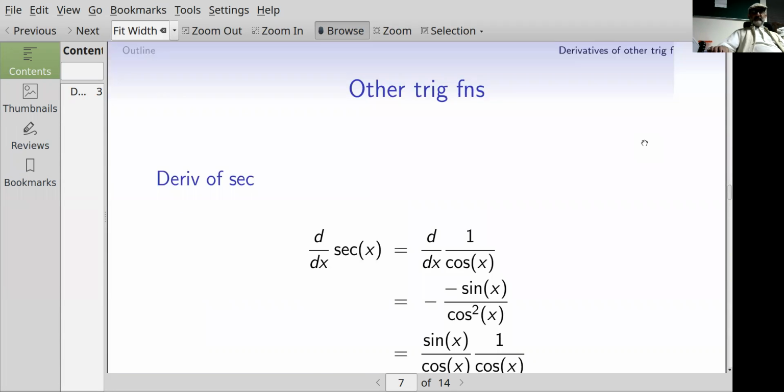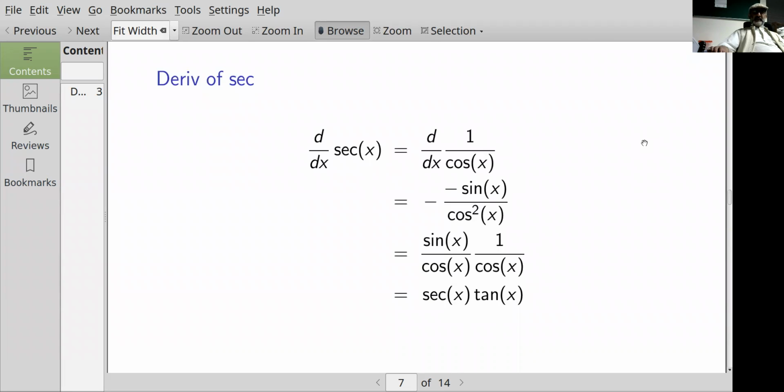So let's take the derivative of the secant function. That's the derivative of 1 over cosine of x, which is equal to minus the derivative of the cosine of x divided by cosine squared x, and the derivative of cosine of x is minus sine of x. The double minus signs cancel, and then you get sine of x over cosine squared x, which is equal to sine of x over cosine x times 1 over cosine x, which is equal to secant x times tangent x. So the derivative of secant of x is secant x tangent x.